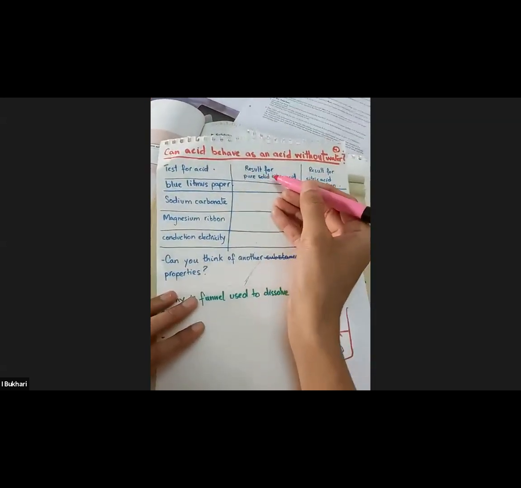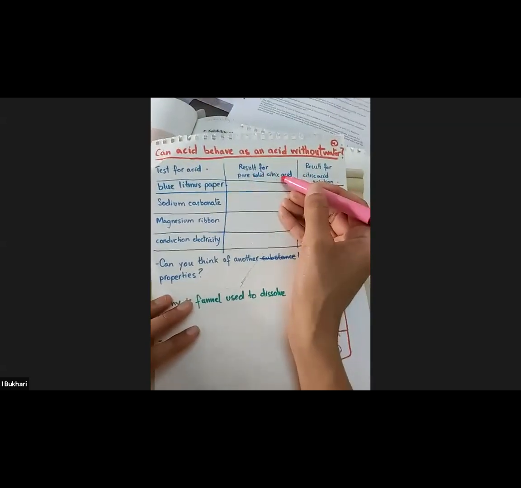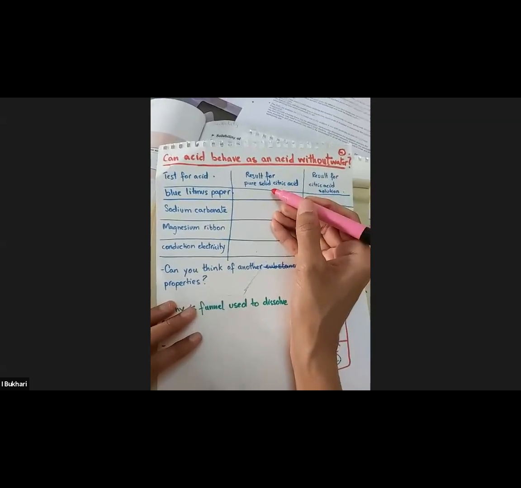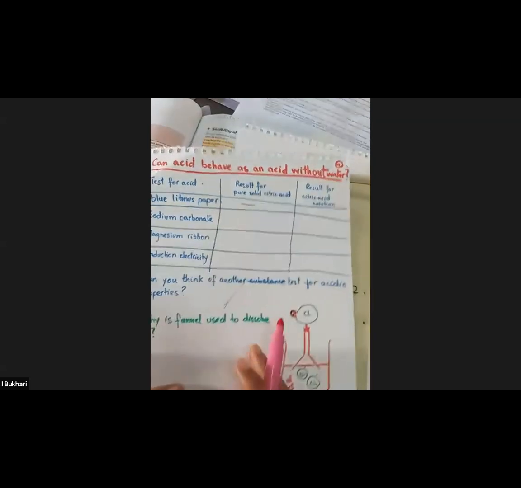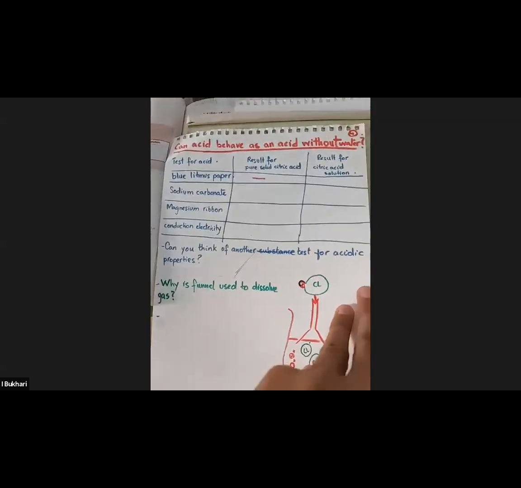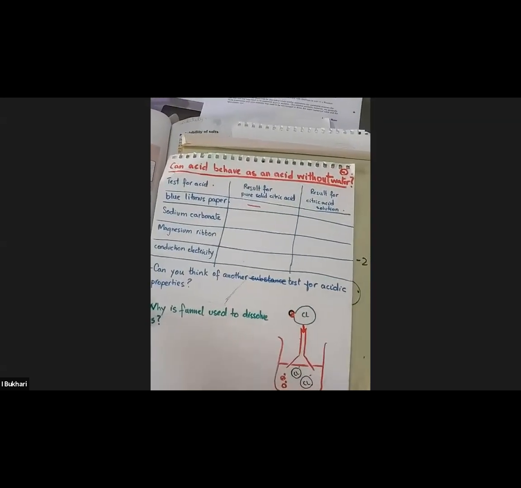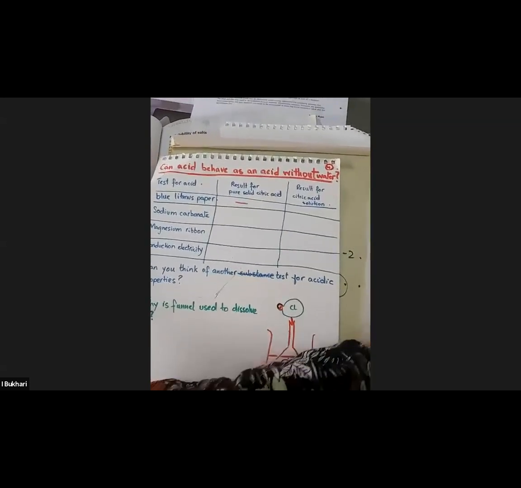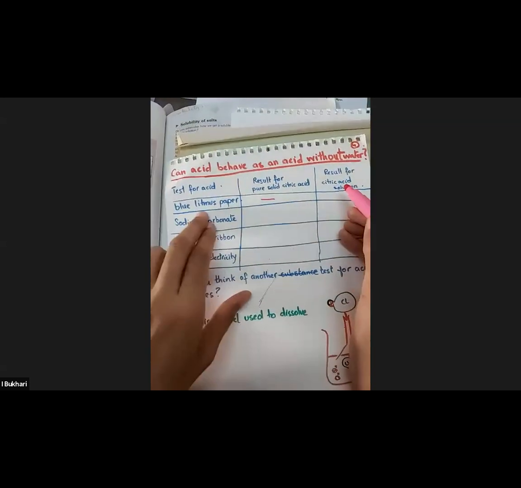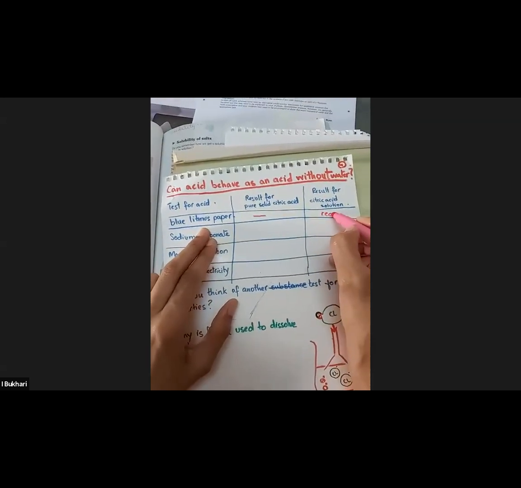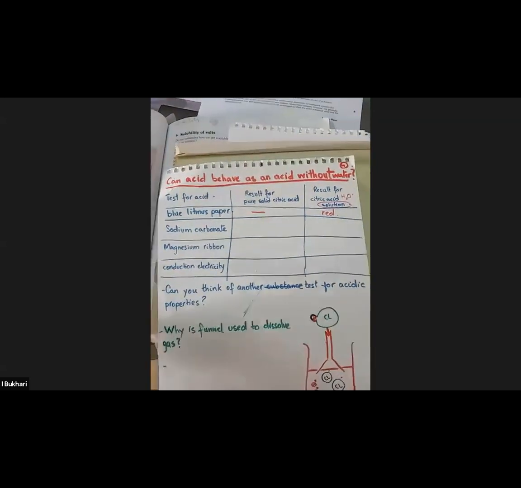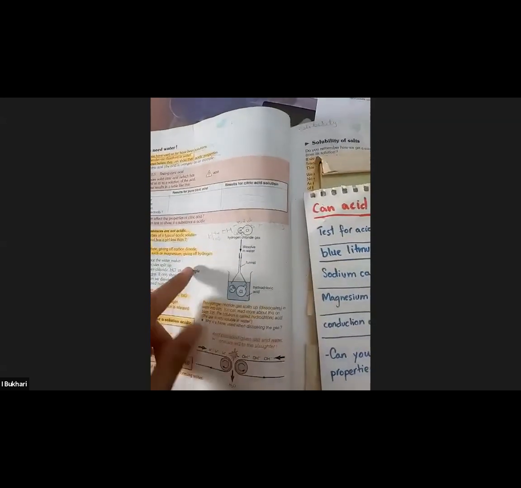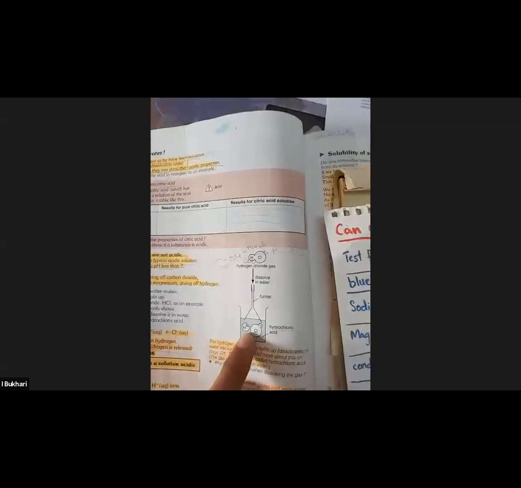Because this does not have any water. If there is no water, no hydrogen ions are released. So blue litmus paper will remain blue, nothing. With the solution, we will see the blue litmus paper turning red. Only with the solution, because solution means there is water. And so in the water, the citric acid would dissolve and give away hydrogen ions.